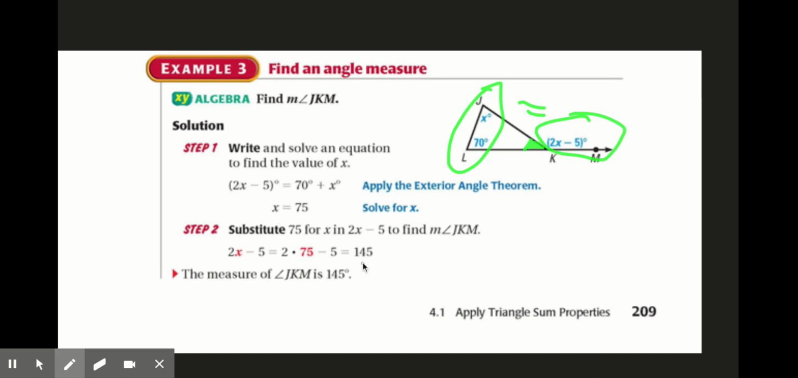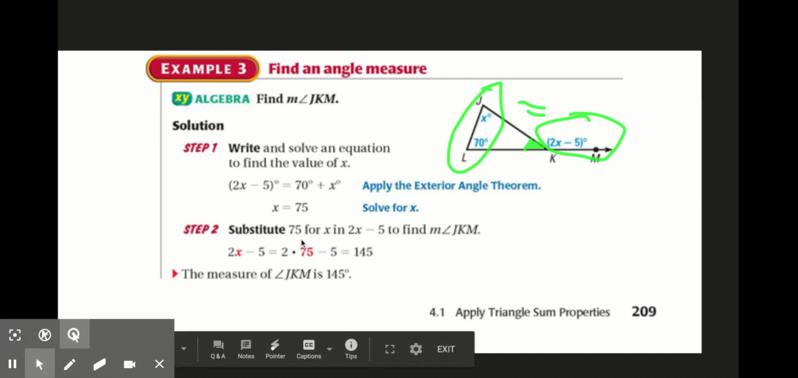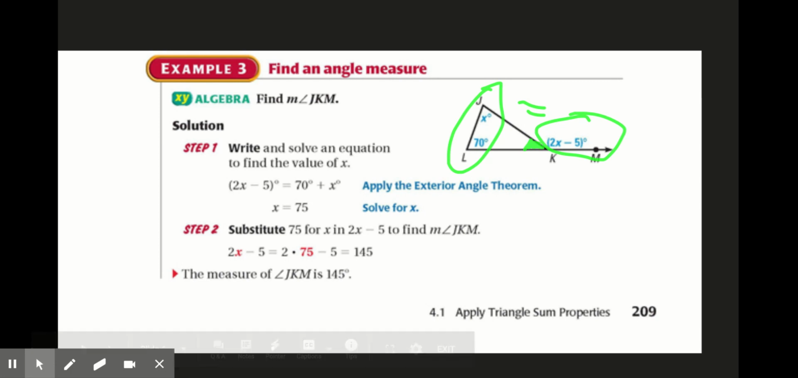then I solve. So this is a short video, you guys, about these angle theorems and triangles. There's a short worksheet that's associated with this, and yeah, I'll pause it there.